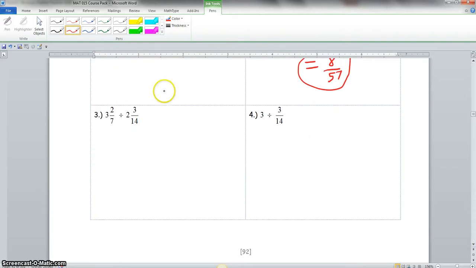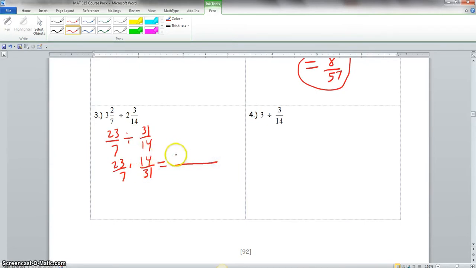Now we scroll down here to number 3. We have to find the improper fraction, and we know our denominators will stay the same. 3 times 7 is 21, plus 2 is 23. 2 times 14 is 28, plus 3 is 31. So we have 23 over 7, division becomes multiplication, and we have 14 over 31 because we have to take the reciprocal of the second fraction.